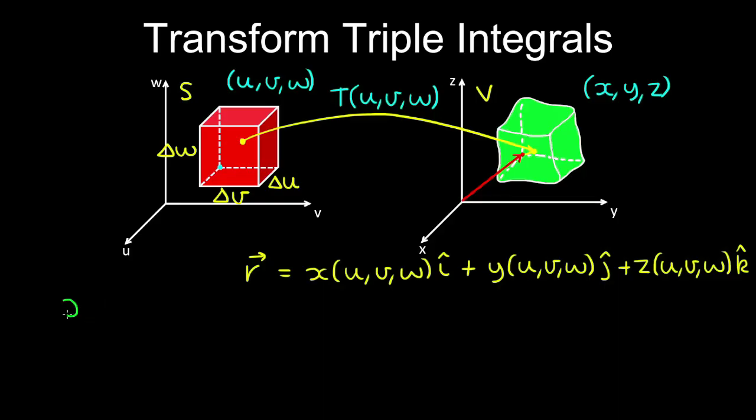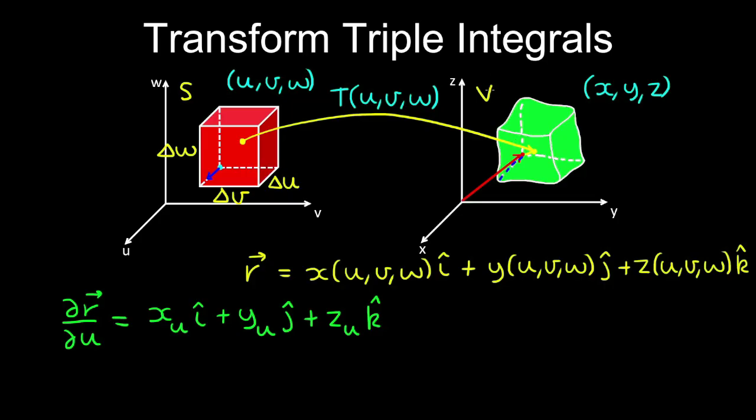And now if we take the partial of R with respect to U, so we're holding V and W fixed, we have the partial of X with respect to U in the I direction, plus the partial of Y with respect to U in the J direction, plus the partial of Z with respect to U in the K direction. So essentially, we're walking along the U direction. So this edge corresponds to this edge of our element in V. So therefore this is the tangent vector to this curve at every point along the curve. So this is what it looks like at our corner point.